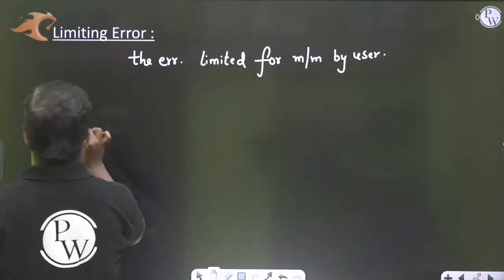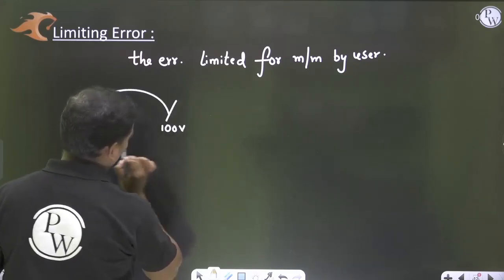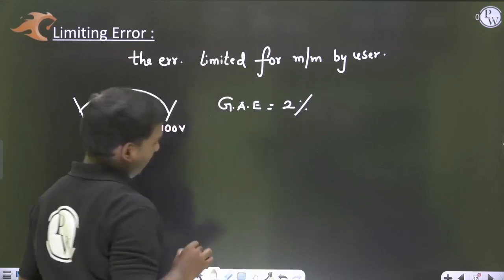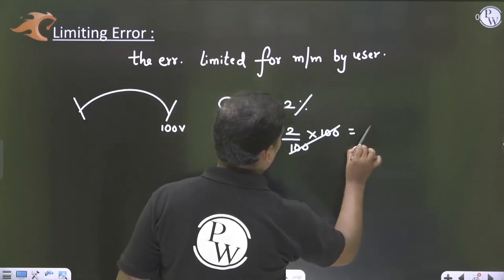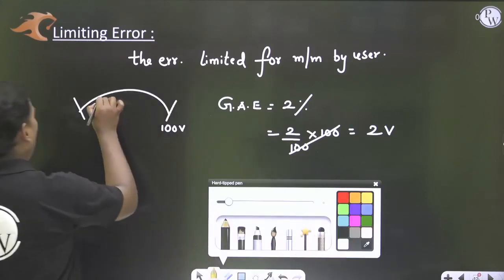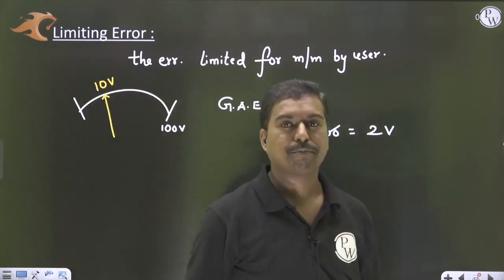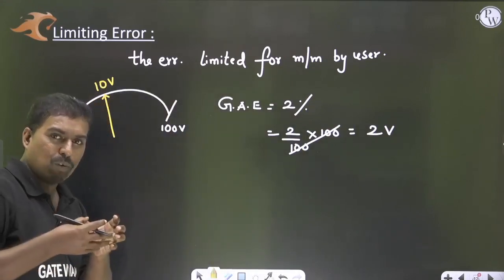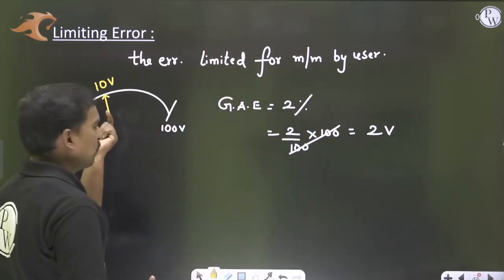For example, if I am taking a meter of 100 volts, and the guaranteed accuracy error is 2%, that means 2% of 100 volts, that means 2 volts. Now by using this instrument, if I am measuring a measurement of 10 volts, then you are not going to the full scale; you are limiting to a value of 10 volts.